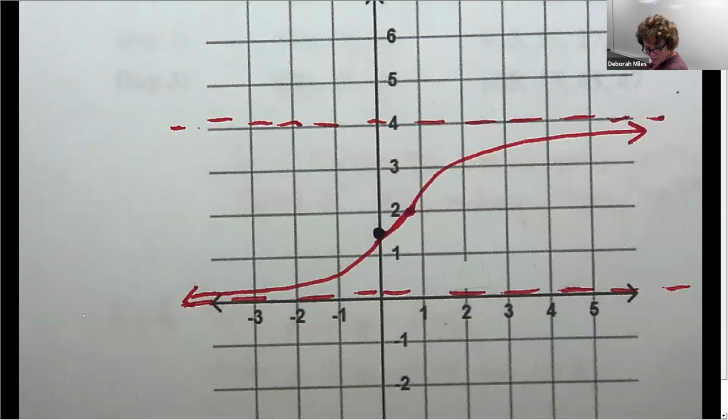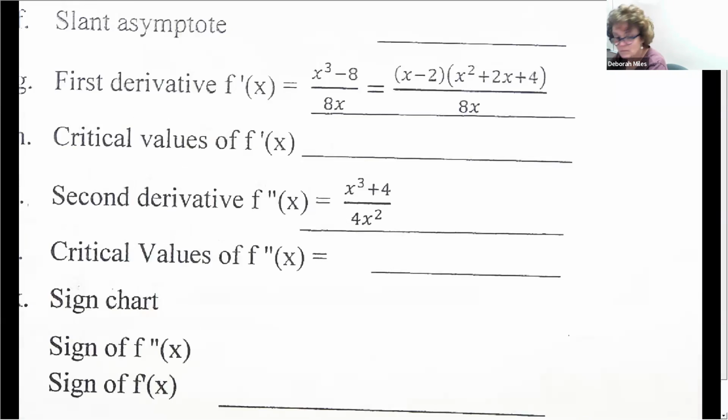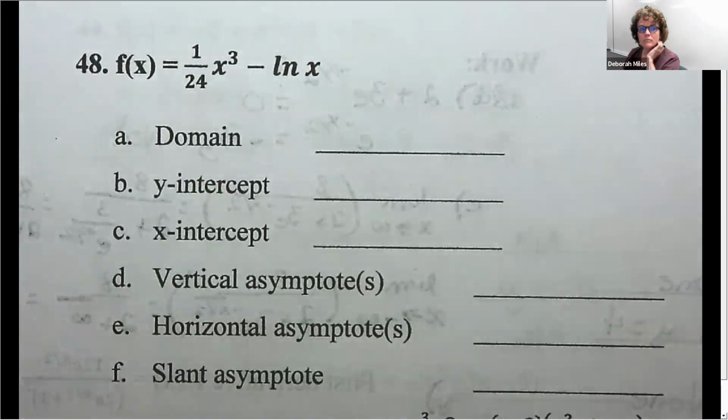All right, any questions? All right, let's do one more. And I don't believe we've done one with a natural log in it. So number 48. F of x equals 1/24 x cubed minus natural log of x.